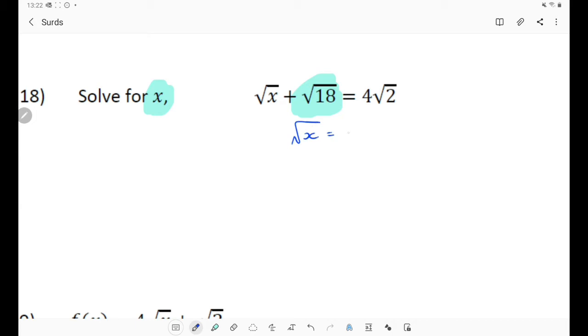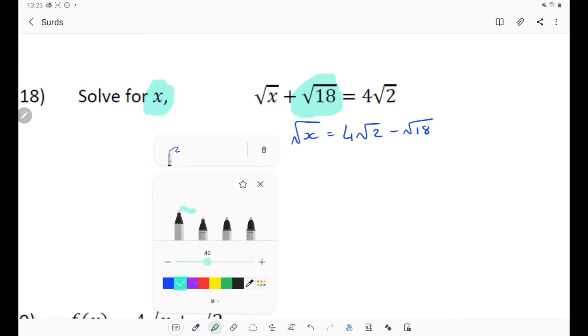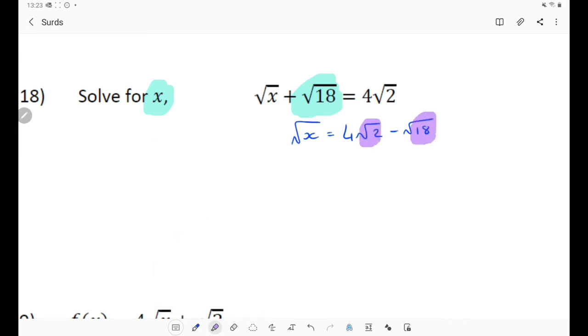And as you all very happily told me in the call, if we add root 18, we are subtracting root 18 on the other side. Opposite side, opposite operation. But we know we've got root 2 and root 18, and they don't match. So we're going to have to somehow get root 18 into a form where we can add and subtract it, because otherwise that's as simple as we can go.